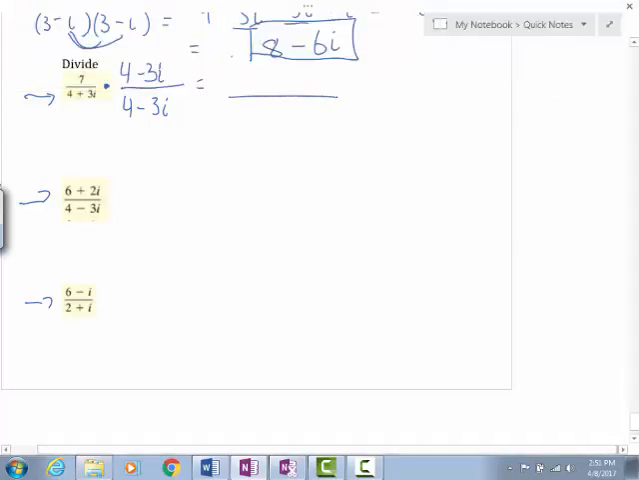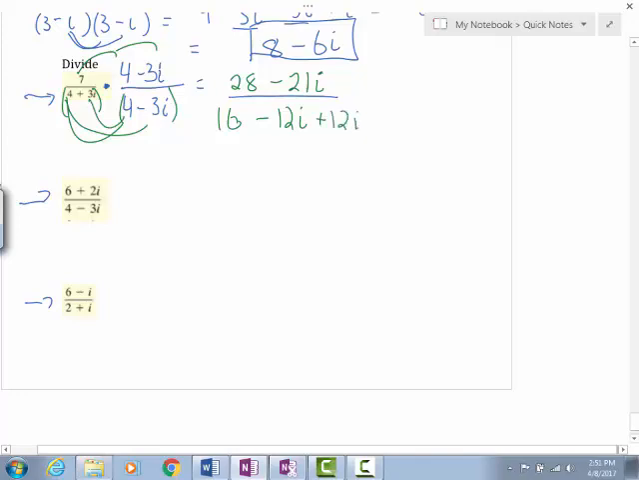Let me change my color here just so it doesn't look the same. Now I'm going to multiply. 7 times 4 is 28. 7 times a negative 3i is negative 21i. To do the bottom part, I'm going to FOIL it out. 4 times 4 is 16. 4 times negative 3i is negative 12i. A positive 3i times 4 gives me a positive 12i. And a positive 3i times a negative 3i gives me a negative 9i squared.